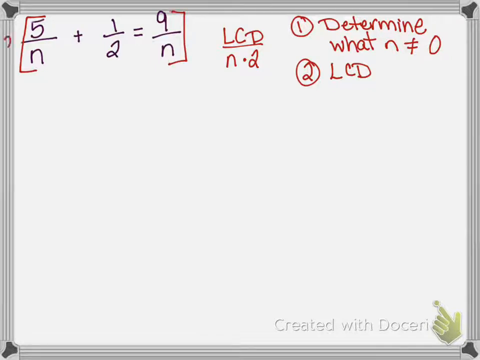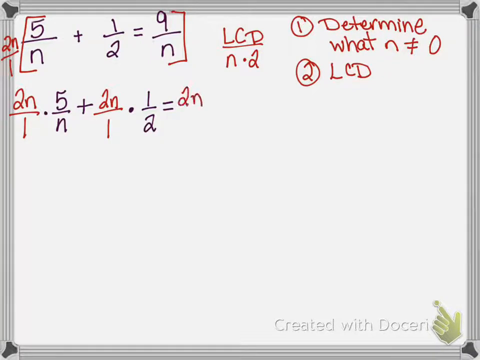So I'm going to multiply every single term by 2n over 1. So I have 2n over 1 times 5 over n, 2n over 1 times 1/2, 2n over 1 times 9 over n.